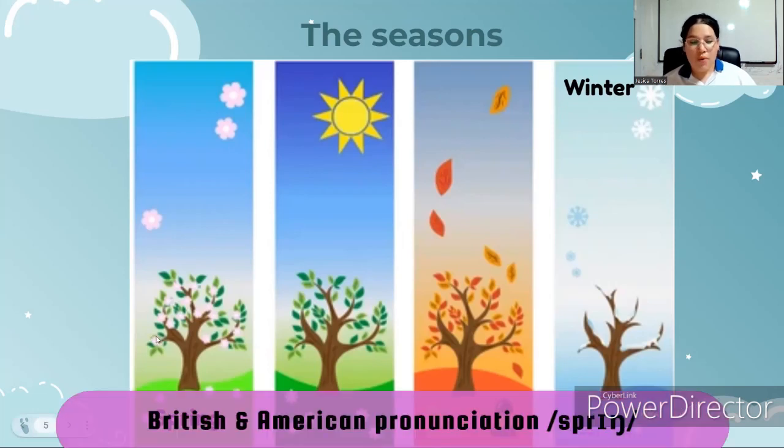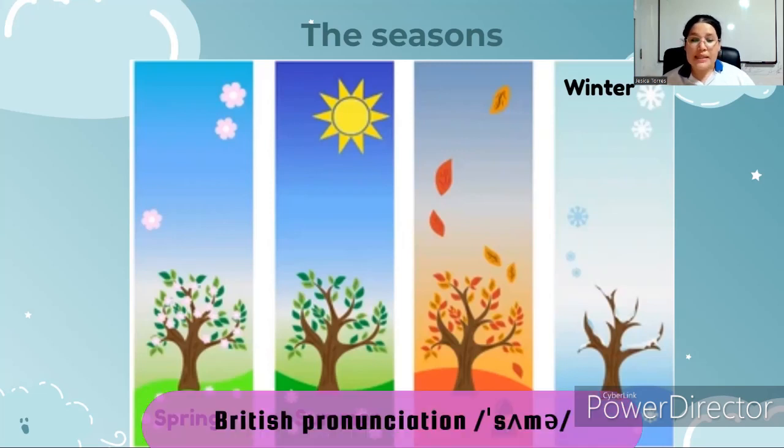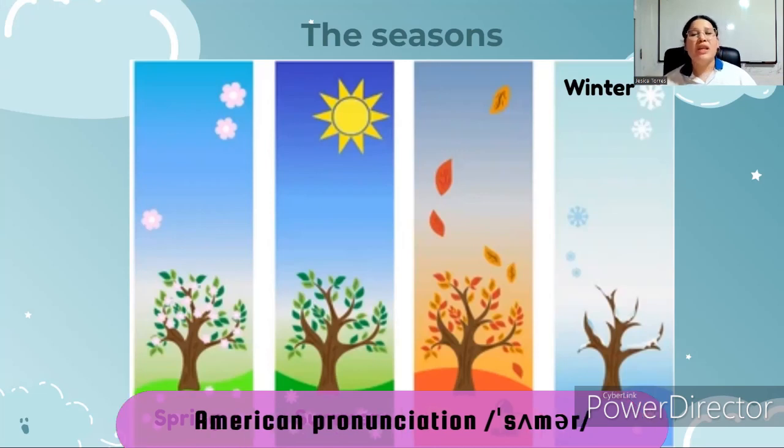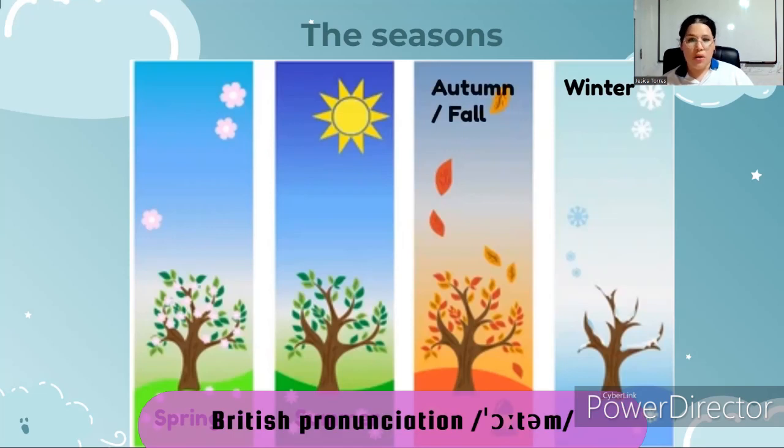Spring, spring, right? This is the season most people like, because you have the flowers, the weather is warm, there are birds, people are in love, right? Good. Then we have summer, summer. Okay, again, those who prefer the American version, it could be something like summer, right? Okay, and then we have autumn, autumn.